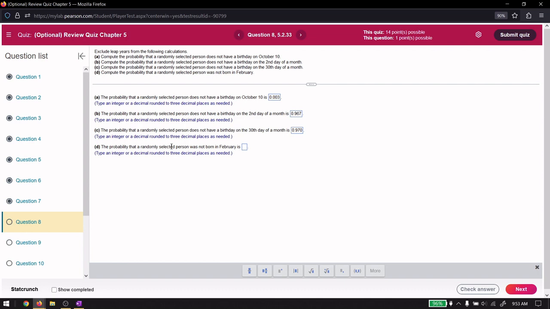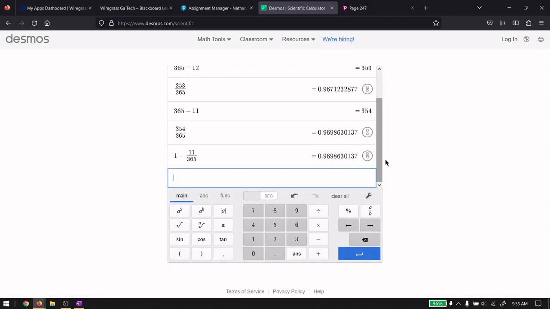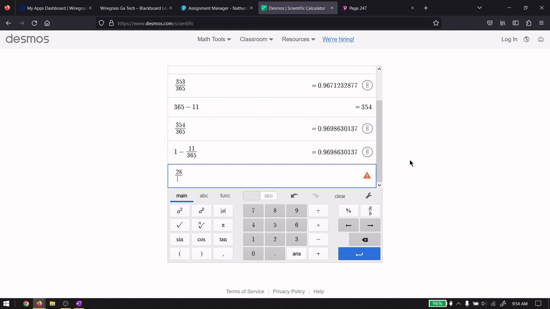Okay, the probability that a randomly selected person was not born in February. Well, February on a non-leap year, right, has 28 days in it. So really all we're doing here is taking those 28 days out of the year. Once again, there's two ways we can do this. There's 28 days in February, 365. That's the probability that a person has a birthday in February. So for probability for a person not having a birthday in February is going to be 1 minus that.